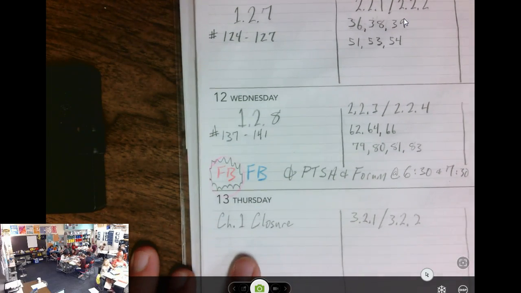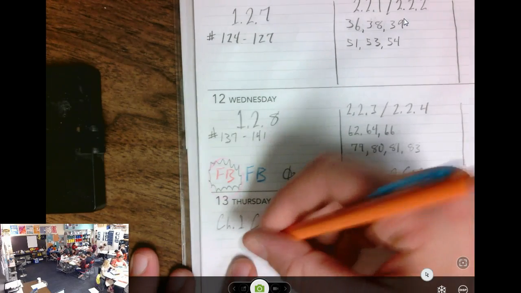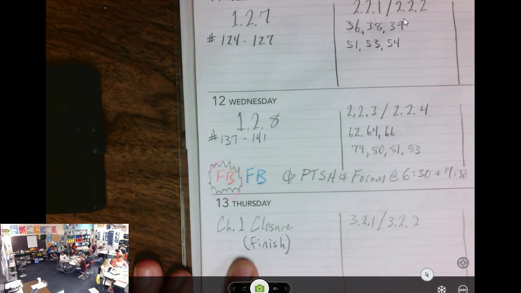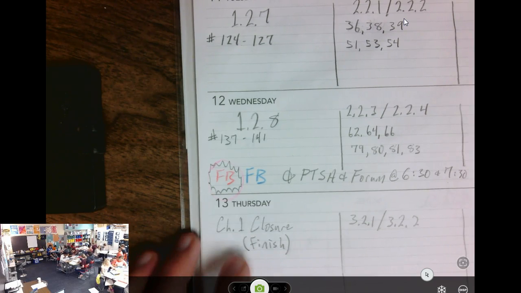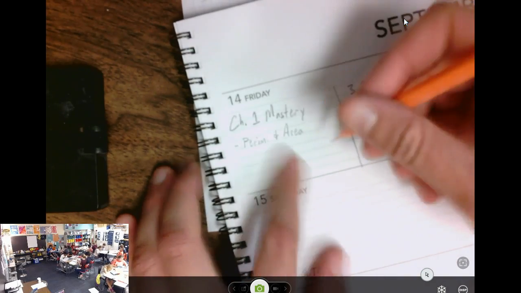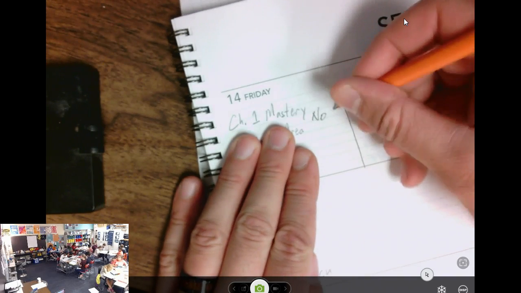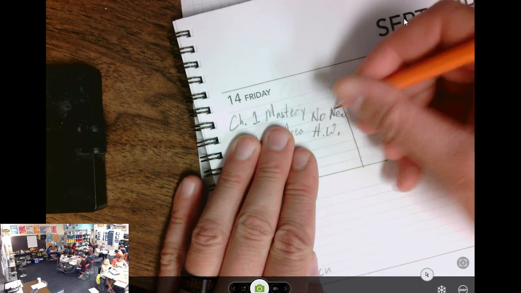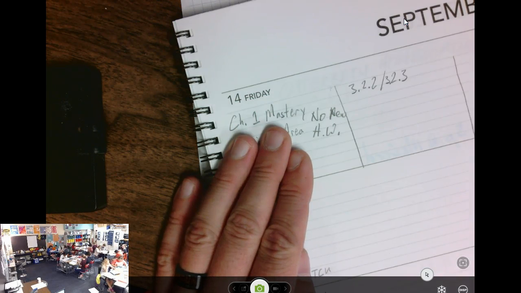Thursday is going to be the chapter 1 closure, but it's just going to be to finish. So we're going to start that in class. You could be done with it in class, and if you're done with it in class, then you can just put a check mark there. And Friday is chapter 1 mastery, no new homework. So I would like you to write chapter 1 mastery, and then no new homework, because I want it in your plan book that we took the mastery that day.